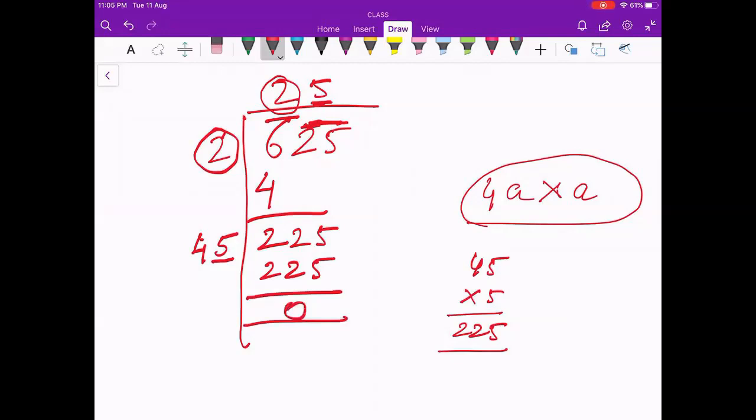So when the remainder is 0 and no more digits are left in the given number 625, then we stop. At this moment, the quotient gives us the square root. So the quotient is 25. That means under root 625 is equal to 25. This is the long division method. Now we will see a few more examples to understand it properly.